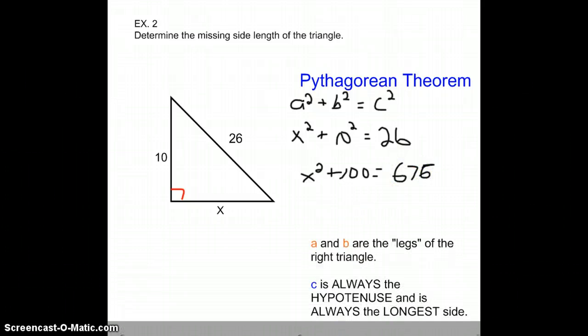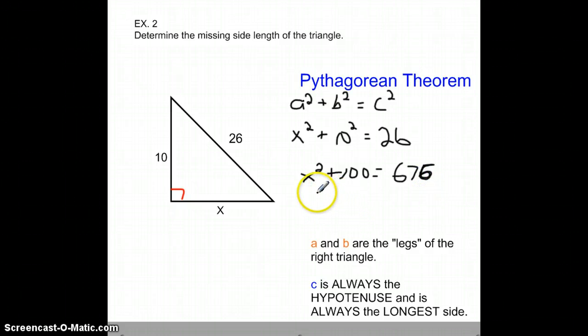Okay. I should have pulled this out earlier. Sorry, guys. But again, this is what we talked about. A and B are the legs. So this is A, this is B, right in here. And here's our C. It's always the hypotenuse. So this side, the C, always goes on the opposite side of the equation from the A and B. You cannot mix that up. That's important. Okay, it's 676.